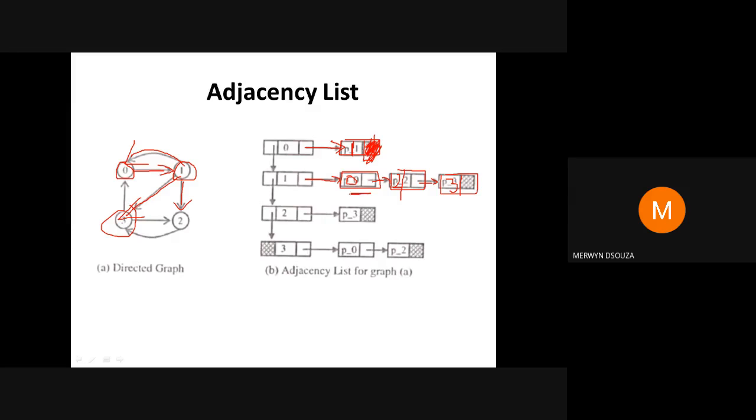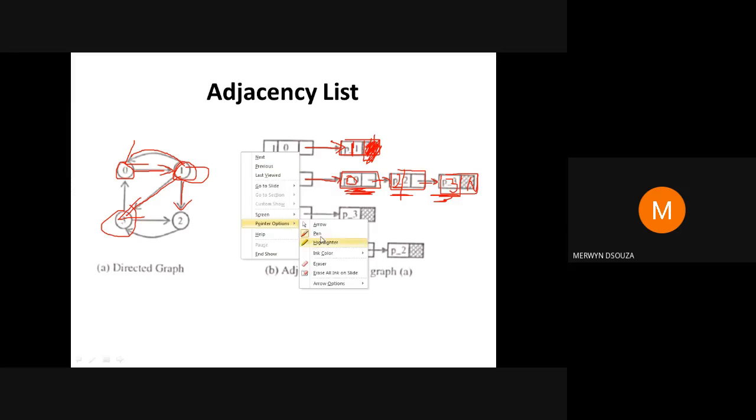We just try to be sequential. There's actually no need to be sequential. You could have kept the order 3, 2, 0 or 2, 0, 3 or whatever order, but it's better that you keep this order. Then there are no more edges from 1 to other nodes, so you would put null here.